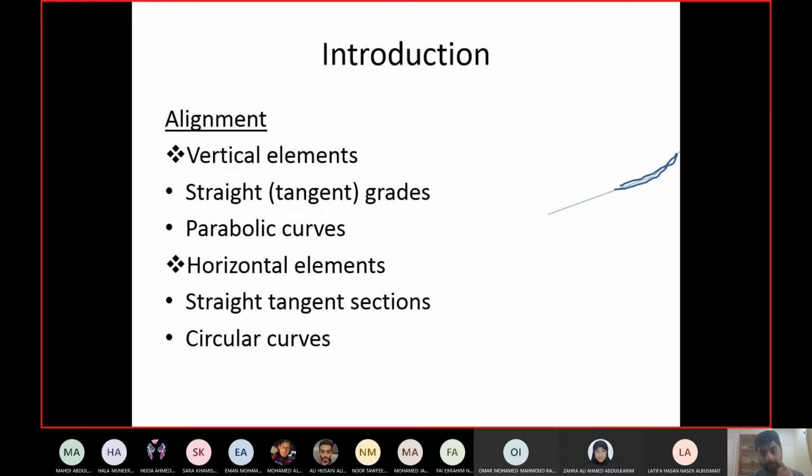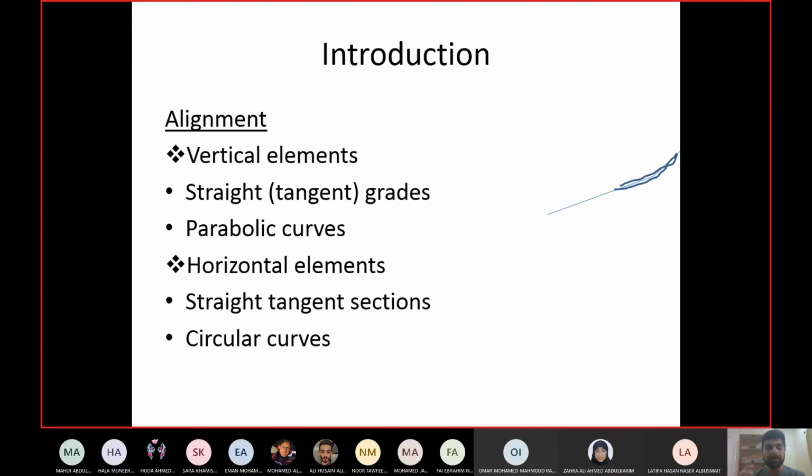So alignment means what? Alignment means direction. If I give you a ranging rod and I ask you to put it in the alignment of this wall or put it in the alignment of this tree, you will take the ranging rod and place it in the direction of the tree or in the direction of the wall. So alignment means direction. Design of alignment means designing the direction, determining the direction of the road.